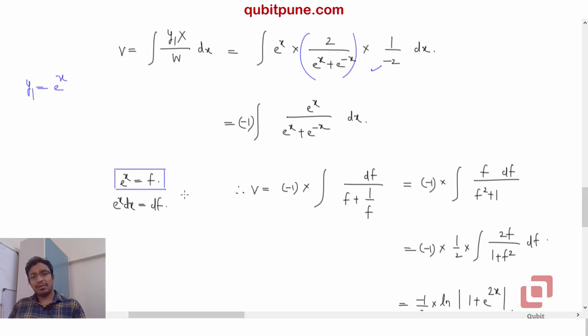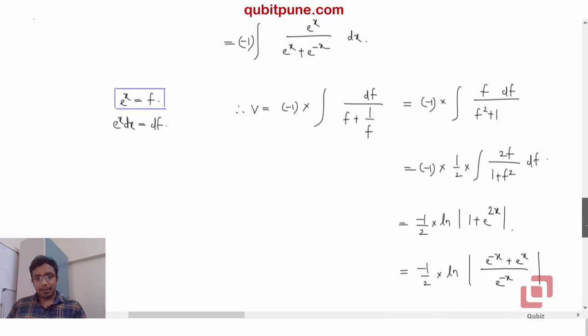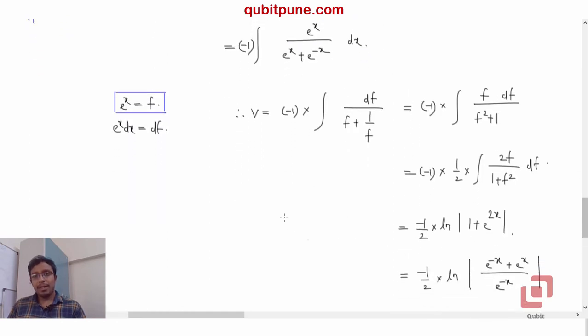Again, I'm telling you, you can pause the video and go through the process of integration. If you do that, v will turn out to be negative 1 upon 2 log of e to the power minus x plus e to the power x upon e to the power minus x. You have to carry out the integrations very carefully, otherwise it is going to be a difficult task for you to handle everything.